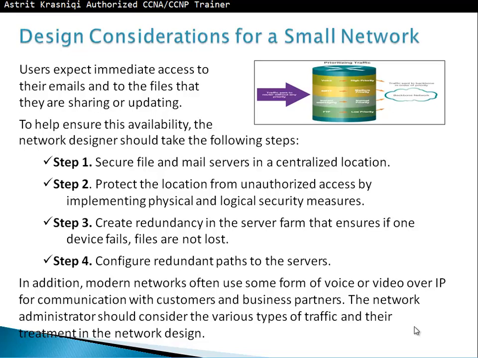Design considerations for a small network. Users expect immediate access to their emails and to the files that they are sharing or updating. To help ensure this availability, the network designer should take the following steps. Step 1, secure files and mail servers in a centralized location. Step 2, protect the location from unauthorized access by implementing physical and logical security measures. Step 3, create redundancy in the server farm that ensures if one device fails, files are not lost. And step 4, configure redundant paths to the servers.